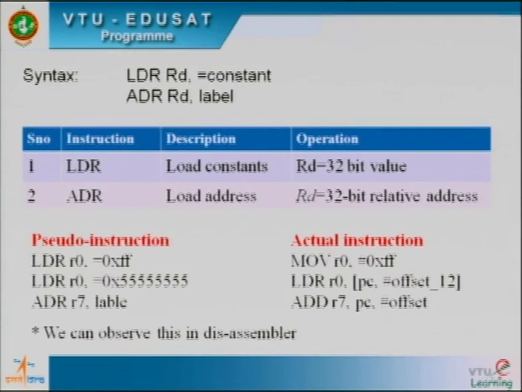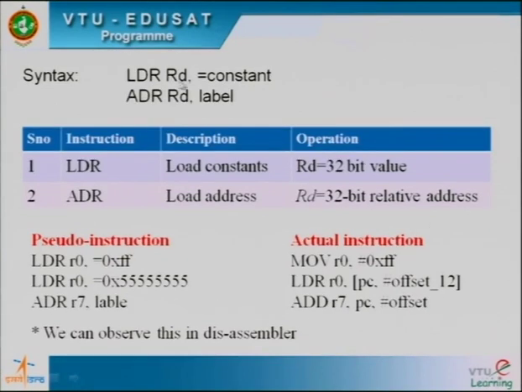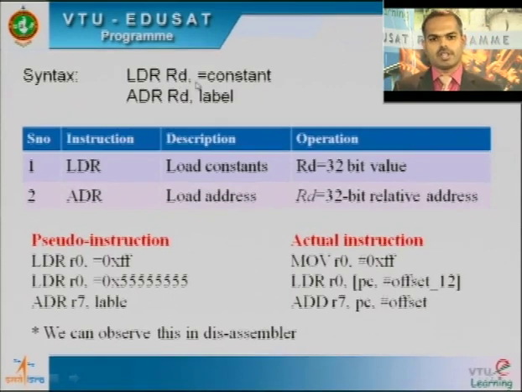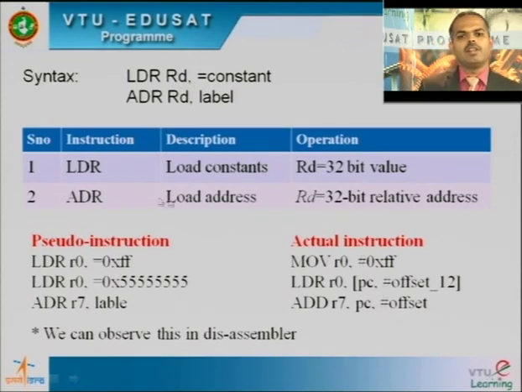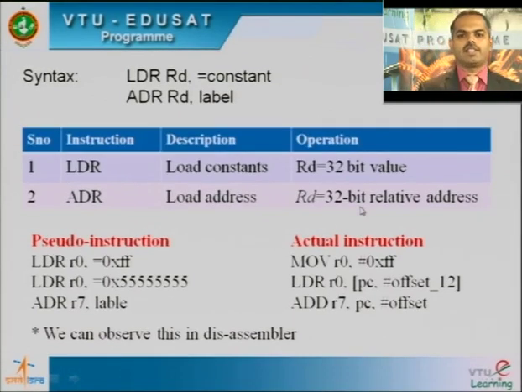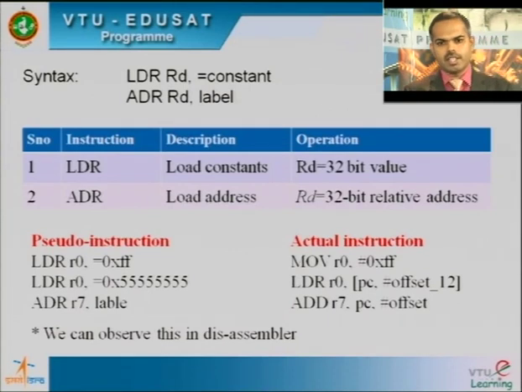The syntax for LDR is LDR Rd, =constant. We will see what we mean by equal to constant with an example. There is one more instruction called ADR: ADR Rd, label. What does it do? LDR is load constant, that is, load register Rd with some constant value. ADR is load address, that is, load register Rd with some relative address. What do we mean by this? We will study that in the next discussion.